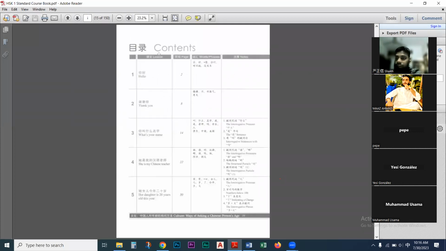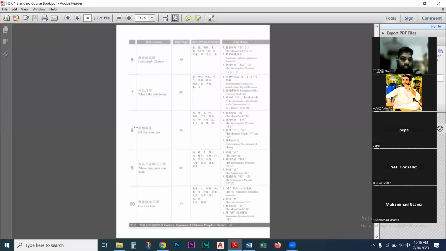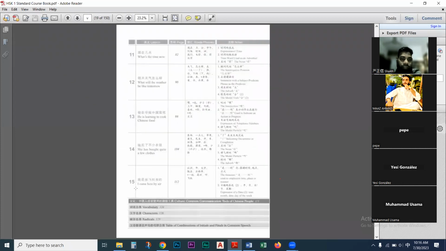This is the content of this book, and these are the chapter numbers 1, 2, 3, 4, 5. And these are the names of the lessons, like hello, thank you, what is your name, and then 6, 7, 8, 9, 10, and we have a total of 15 chapters. So during our course, we will be studying these 15 chapters.